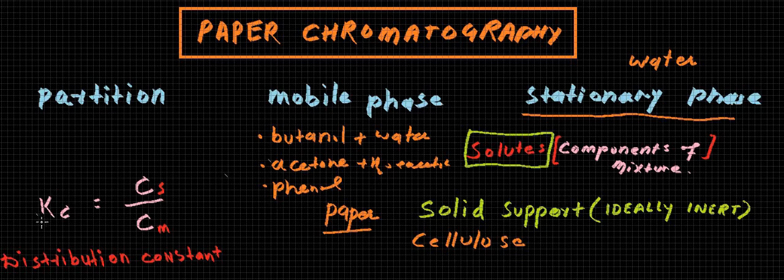And this separation is actually governed by the distribution constant, that is Kc, the concentration of solute in the stationary phase divided by the concentration of solute in the mobile phase. So that ratio is equal to the distribution constant. It means that a larger distribution constant value means your solute has more interaction or solubility with the stationary phase than the mobile phase, and vice versa.